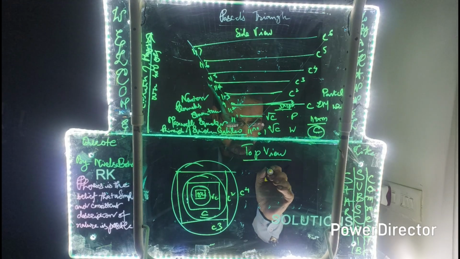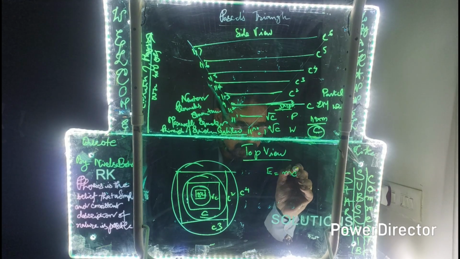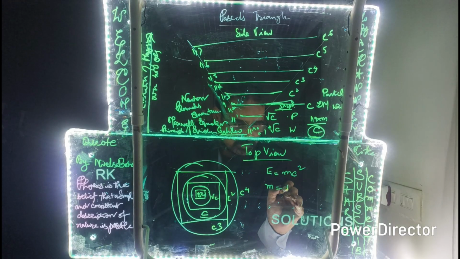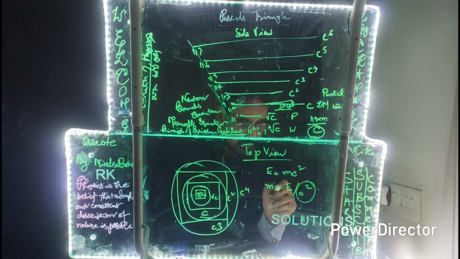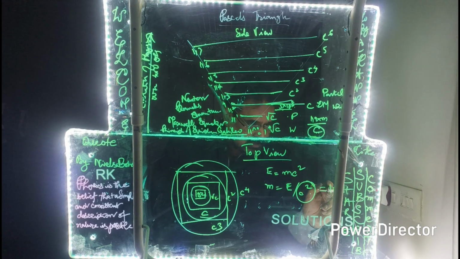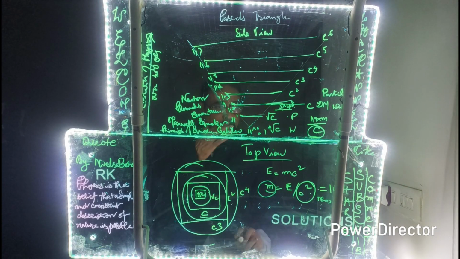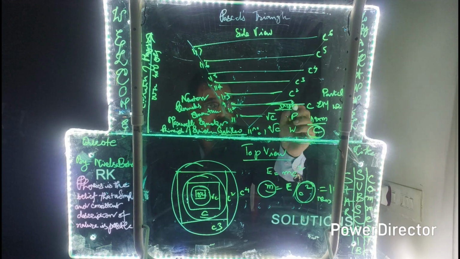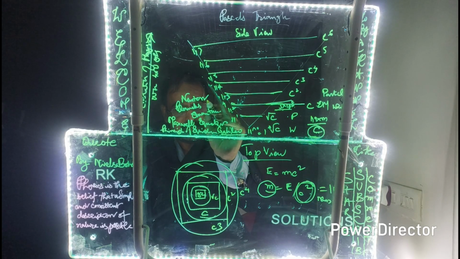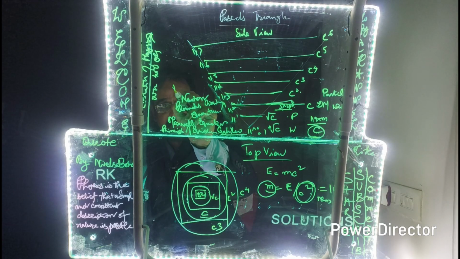When you say E equal to mc square, what is m? m is equal to E by c square. If you divide energy by c squared, you will get 1 kg of mass. This is nothing but mass, right? So c squared represents mass. So Newton's gravity it represents.